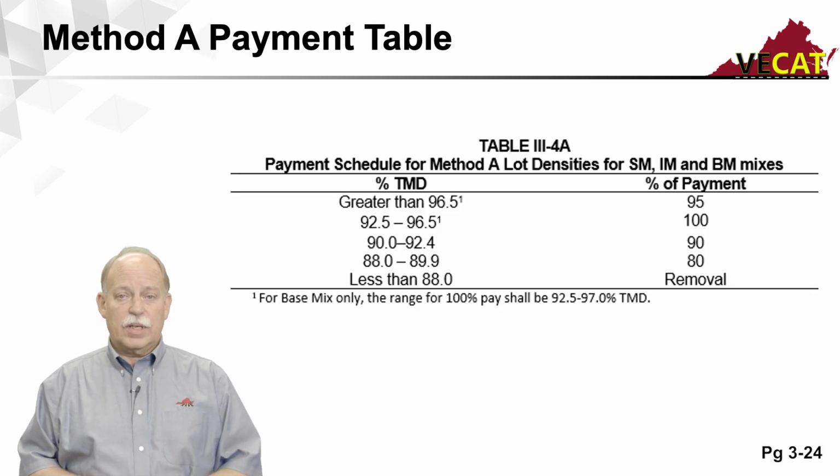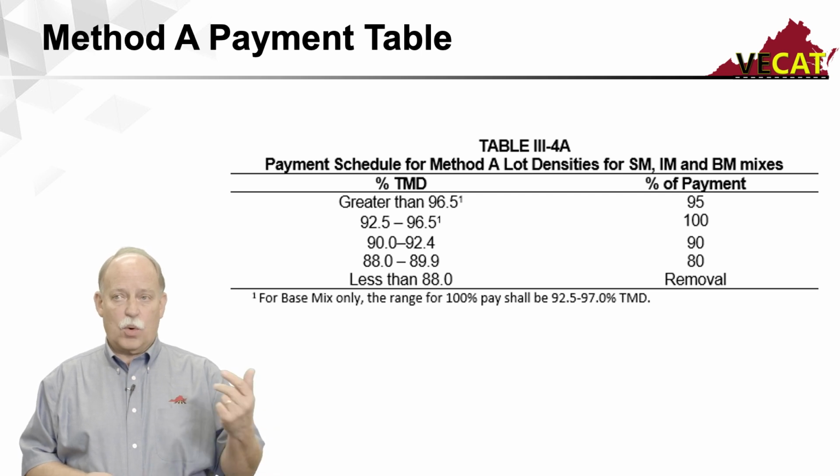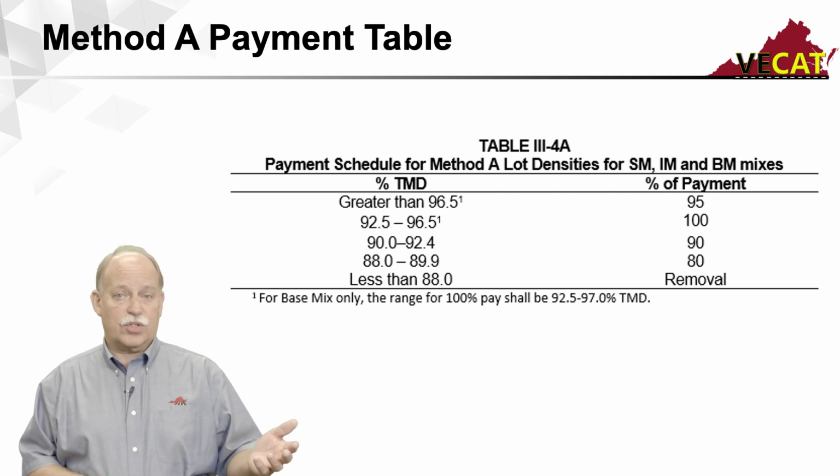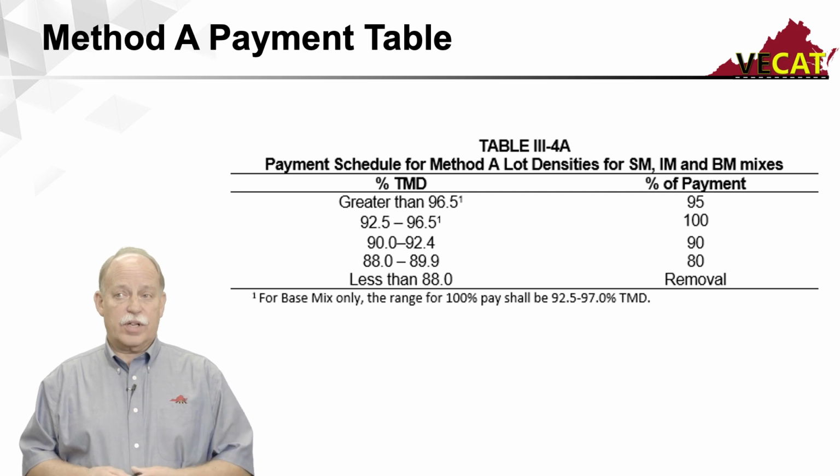And here's that table that I just talked about, table 3-4A. So if you look at all those, it talks specifically about method A densities for whether it be surface, intermediate, or base. And if you're greater than 96.5, you'll see that you actually have a deduct. Now, there's a change to that. If you look at the note down below, for base mixes only, that actually increases up to 97% of maximum theoretical. So for surface and intermediate, if it's greater than 96.5, you actually have a 5% penalty.